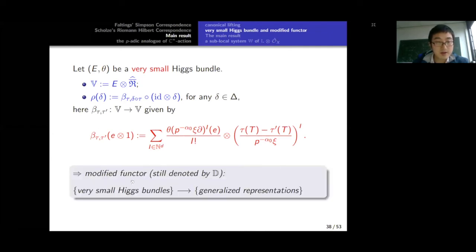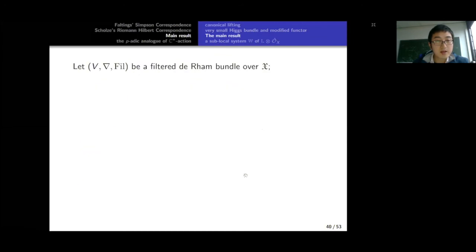So we get this modified functor. But this is from the category of very small Higgs bundles. We still denote this functor by D. Okay, now we can introduce our main result.